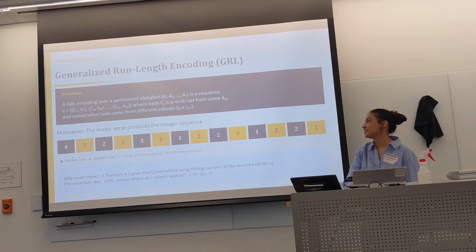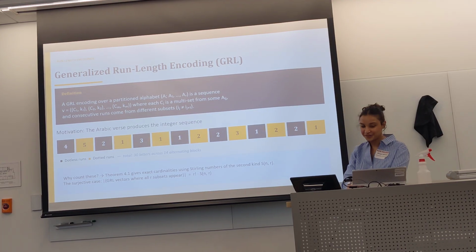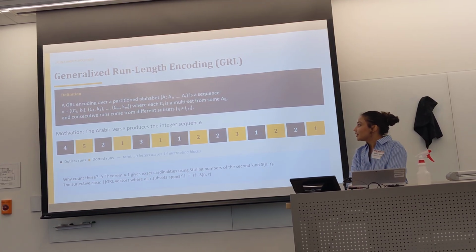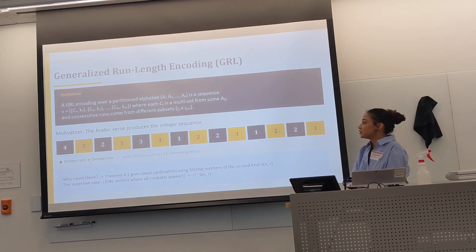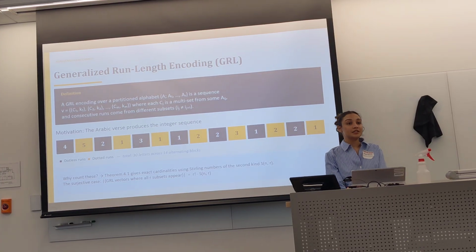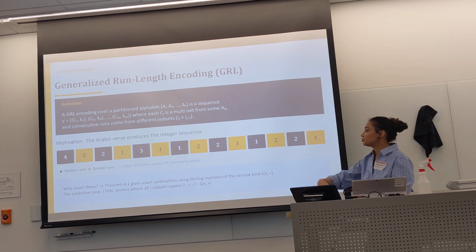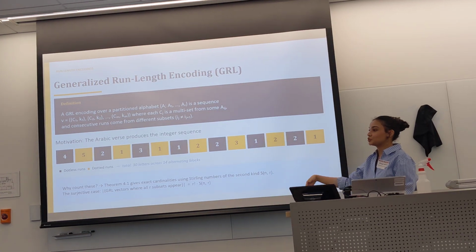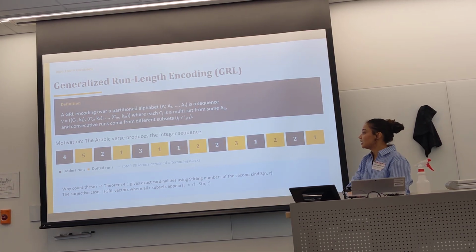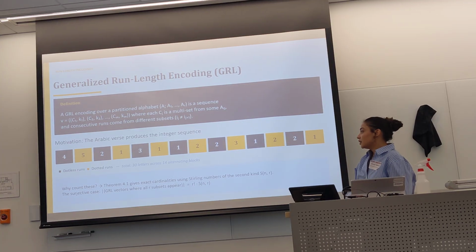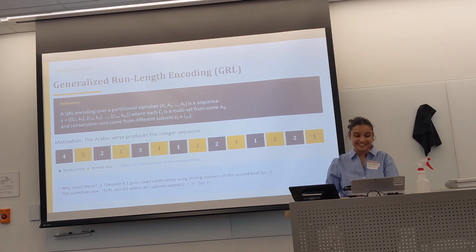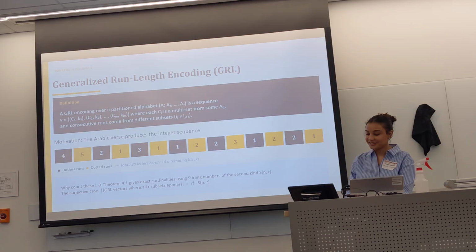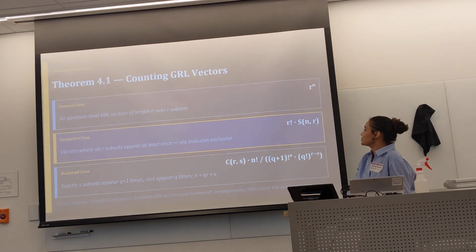So, let's talk about generalized run length encoding. Basically, we tried using that verse to create a sequence, basically four dotless, five dotted, and so on. It's alternating between dotted and dotless letters, and we will use that to find exact cardinalities using Stirling numbers.